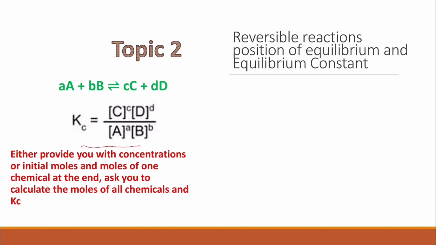In the exam, they will either provide you with the concentrations or initial moles for one of the reactants or all of the reactants, and the moles of one of the chemicals, whether it's one of the reactants or one of the products at equilibrium. And then you would need to calculate the number of moles of all of the reactants and products at equilibrium using the balanced equation. Then calculate the Kc and its units as well. Remember that the unit for Kc will always differ depending on the number of moles of products and reactants.